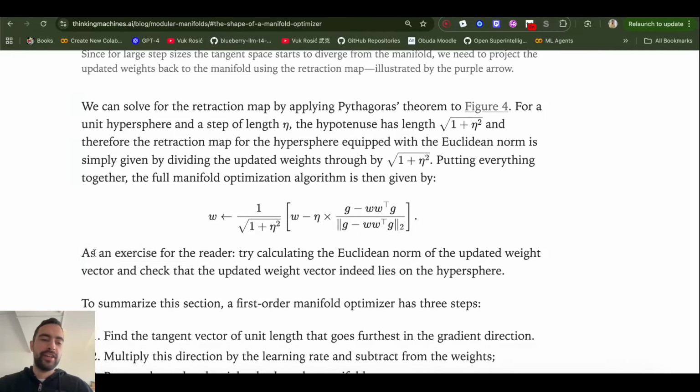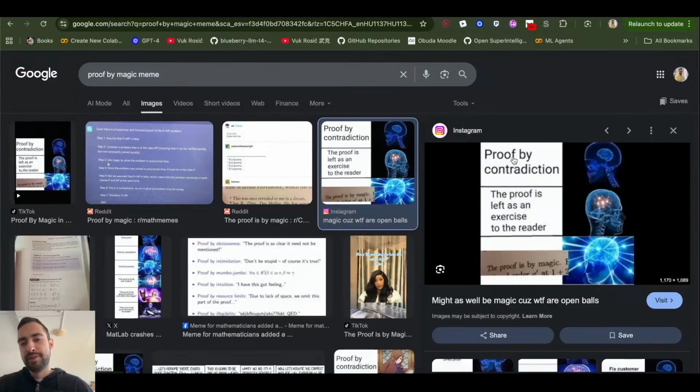And when I saw here, as an exercise for the reader, I remember this meme. So proof by contradiction. Proof is left as an exercise to the reader, but there is one more level. The proof is by magic. So maybe next time we will get this forbidden technique only a few know about used in the article.